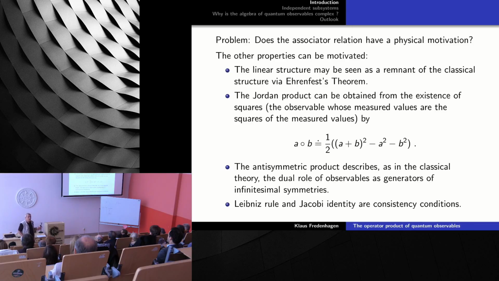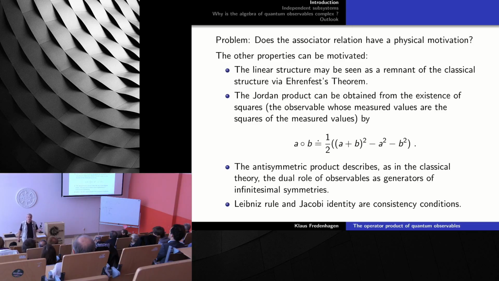The linear structure is, of course, also something which may be not so easy to understand. For expectation values it is still valid in quantum physics, so we assume that the linear structure is preserved. The Jordan structure can be obtained from the existence of squares. So as I said at the beginning, we associate to measurement results real numbers, and of course we can square these numbers. There's no problem. And once we have squares of numbers, then we can define the Jordan product just as a difference of these squares. So we need two ingredients, the existence of squares and the linear structure, and then we can define the Jordan product.